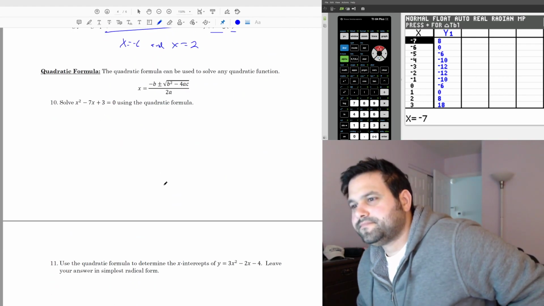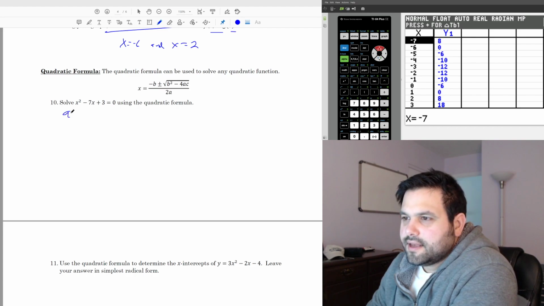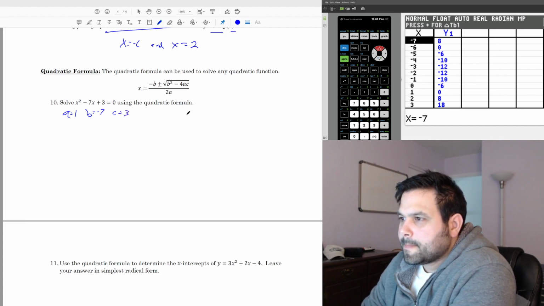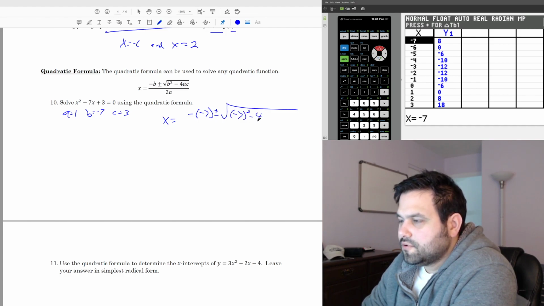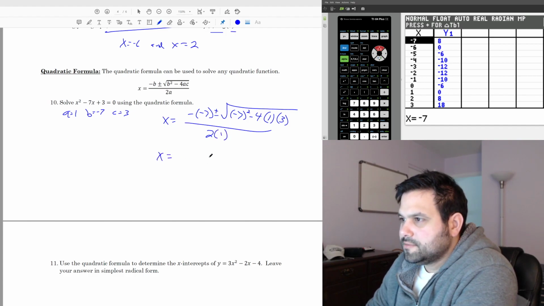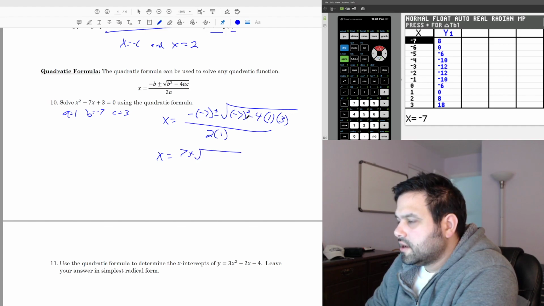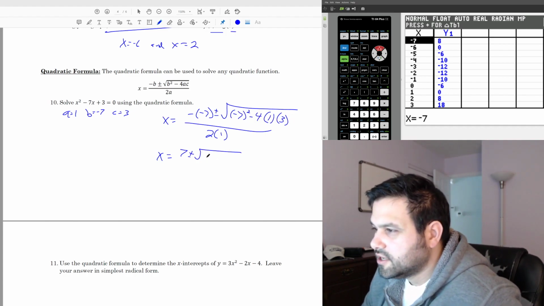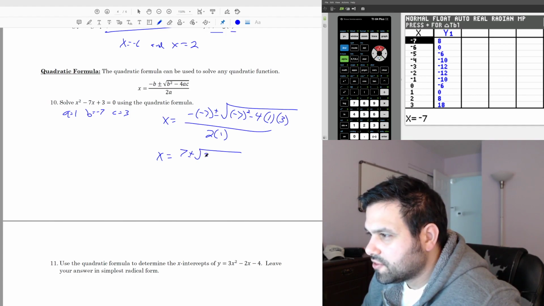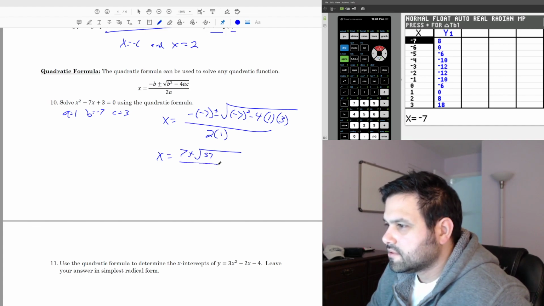All right, quadratic formula. Let's solve this using the quadratic formula. So we got a equals 1, b equals -7, and c equals 3. So we're going to plug that in. So negative b plus and minus the square root of b squared minus 4ac all over 2a. Now I go and do my simplifying. It's going to be 7 plus and minus the square root of 49 minus 12. So 49 minus 12 would be 37 over 2.